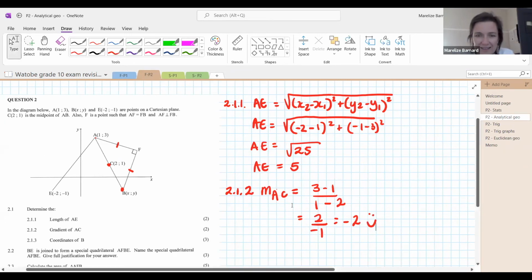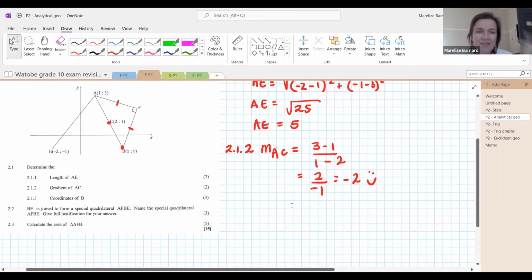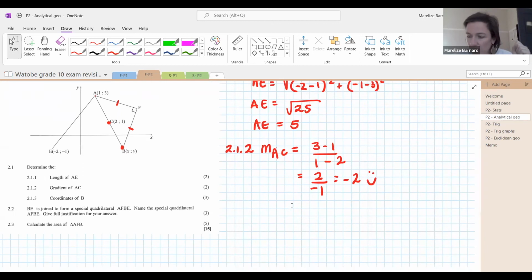You can do your gradient. Okay, so check that box. Distance, gradient. Let's now see if we can work with the midpoint. What are the coordinates of B? The coordinates of B. Okay, so we know that C is our midpoint. C is 2 and 1.